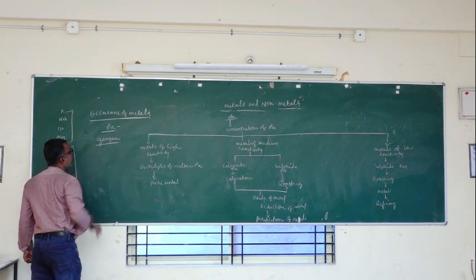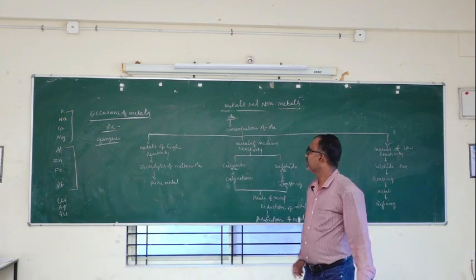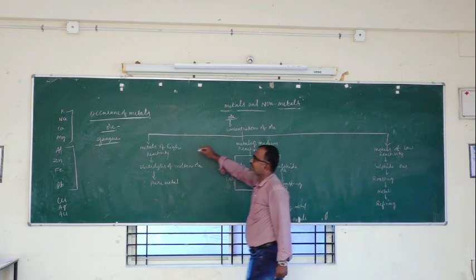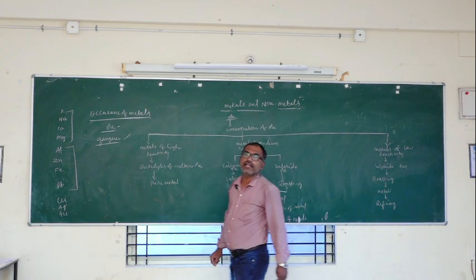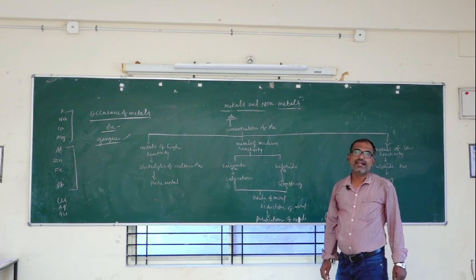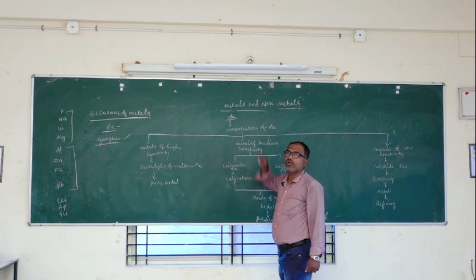One more question: what is gangue? The impurities present along with the ore particles are called gangue. Which is the ore particle? Which is the gangue particle? It may be sand, clay, or dust particles present along with the ore.